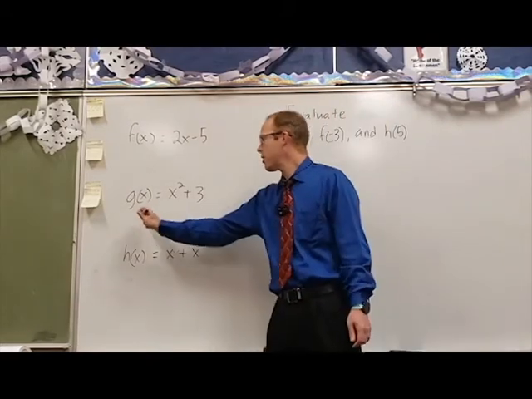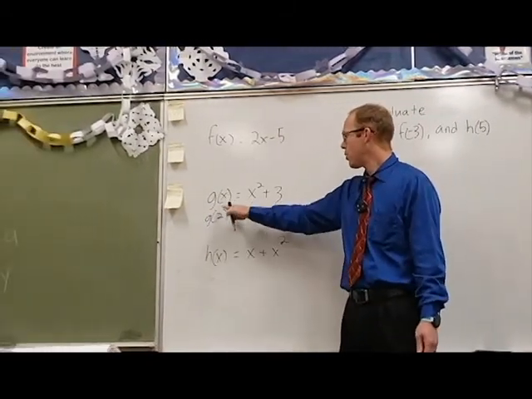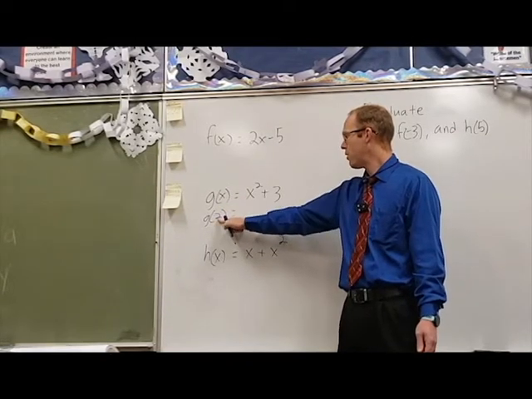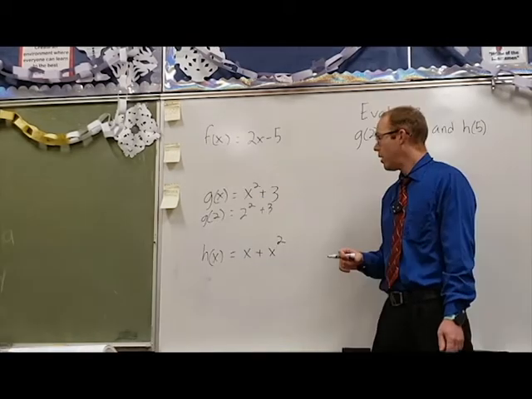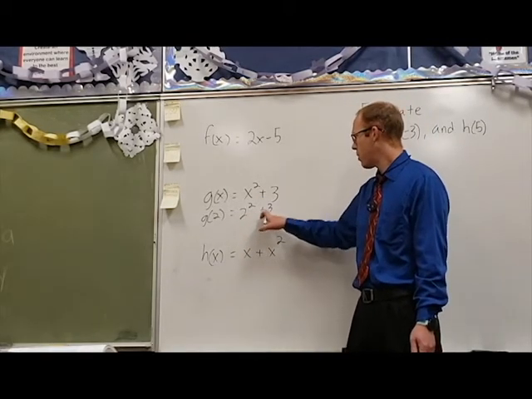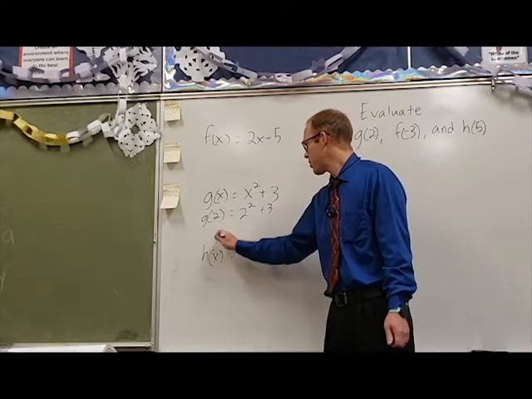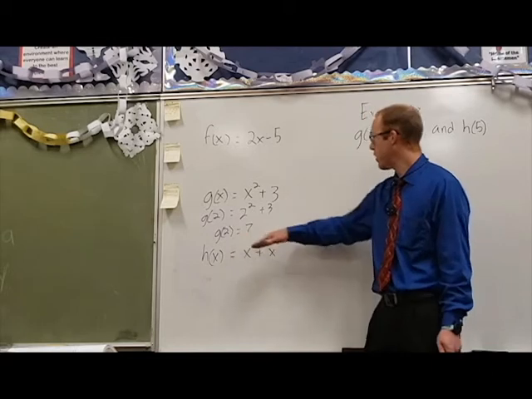So let's write this down here, g of 2. That means we're going to replace the x with a value of 2. So everywhere we see the x, we're going to replace it with a 2. And at this point, we just finish our calculations. So 2 squared is 4, plus 3 is 7. That gives us g of 2 equals 7, and we've done our calculations.